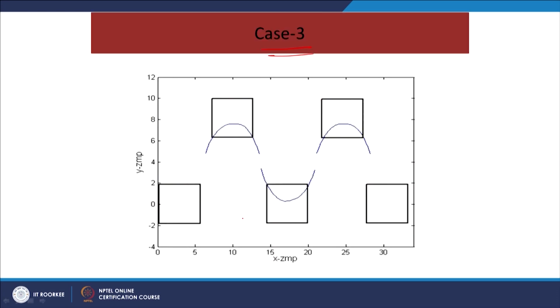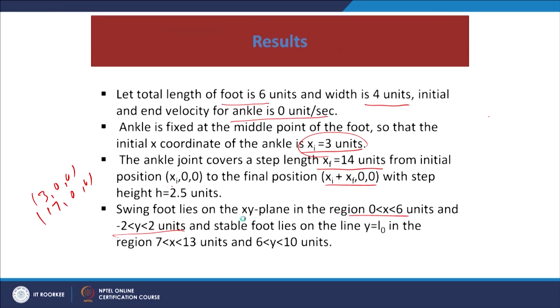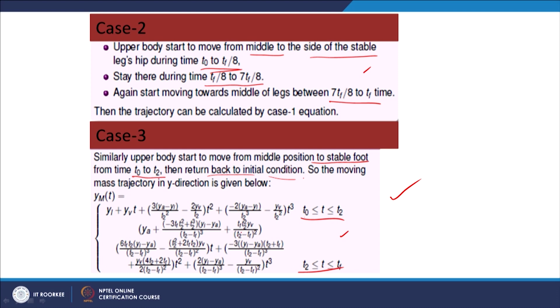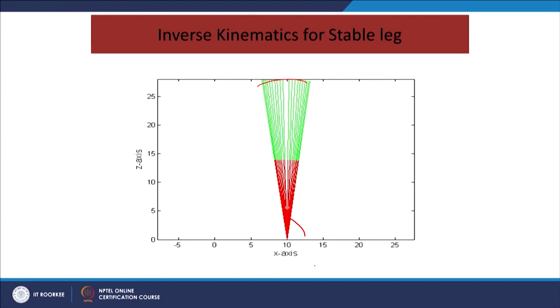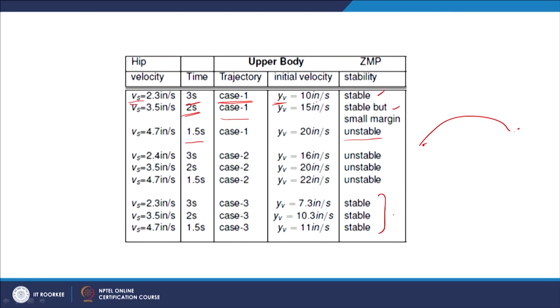If you keep the upper body as given in this third case, the upper body moves in this particular manner during the time interval t0 to t4. Then for the given trajectories of the ankle, hip, etc., it is showing always a stable motion, whether it is 3 seconds, 2 seconds or 1.5 seconds of time.